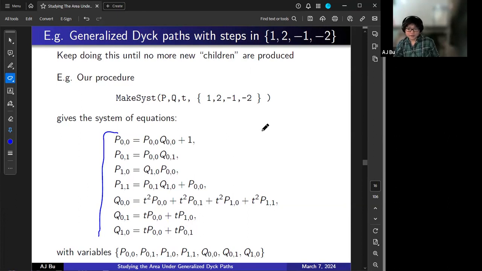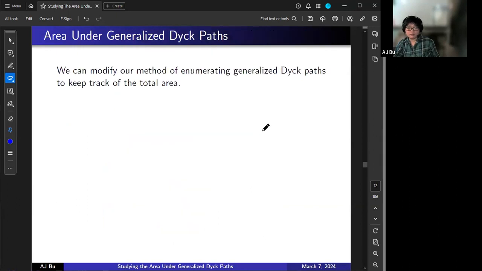Okay, so now that we talked about just enumerating them, let's talk about extending this to area. So we can modify this method to keep track of the area as well.